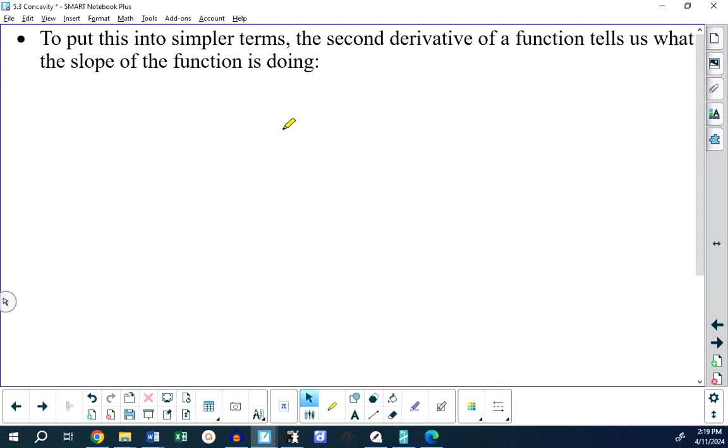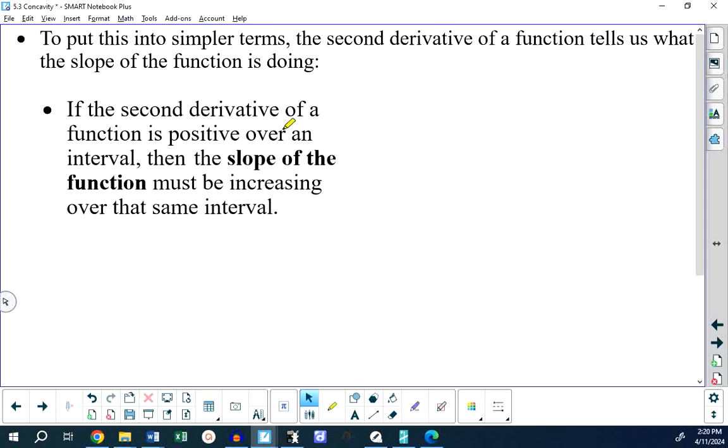Well, to paraphrase it in a different way, now I'm going to go back to slope. If the second derivative is positive, it's going to tell us that the slope is increasing, because the second derivative is the derivative of the first derivative. The first derivative is the slope. So the second derivative is the derivative of the slope. And if the derivative of the slope is positive, the slope must be increasing. Okay.